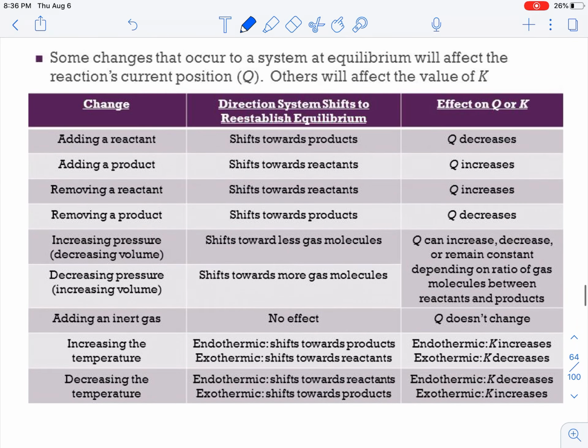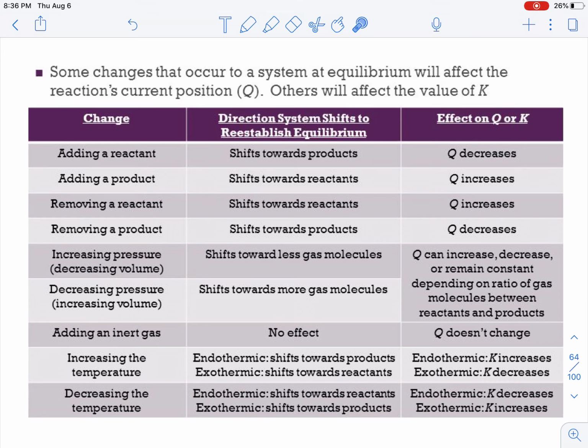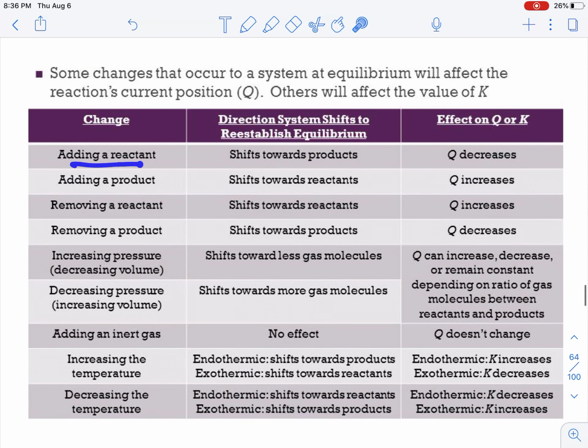All right, so let's go ahead and look at a summary slide for the effect on Q. When we're adding a reactant, we know that we're shifting towards products, and therefore Q is going to decrease. Adding a product, we're going to shift towards the reactant, so therefore Q is going to increase. Removing a reactant shifts towards the reactant, Q is larger. Removing a product shifts towards the product, Q is going to decrease.